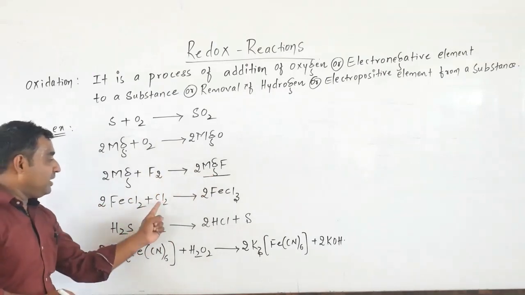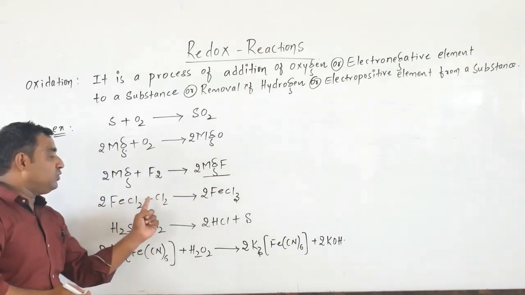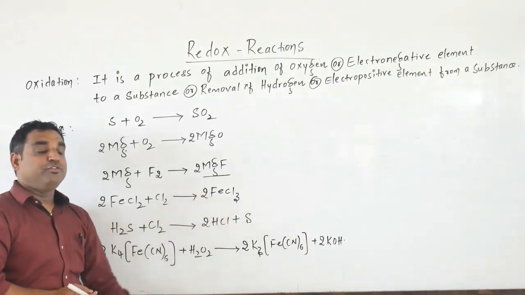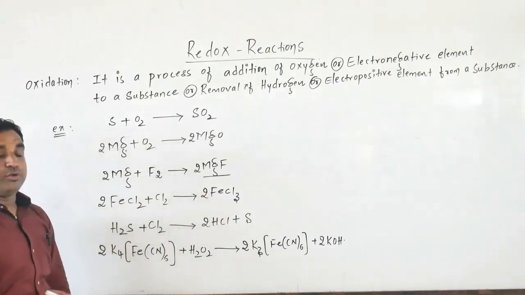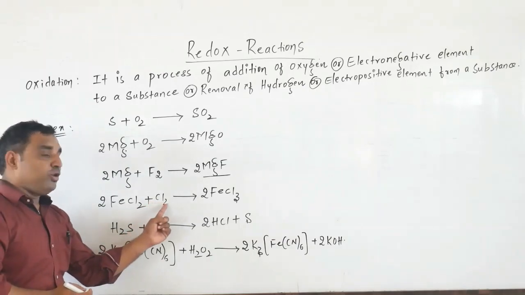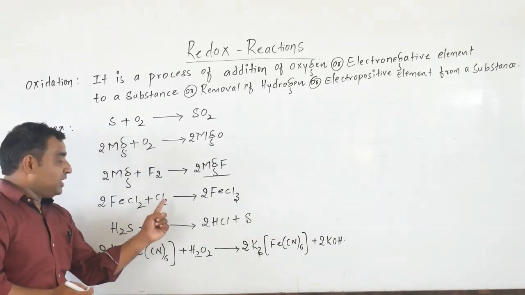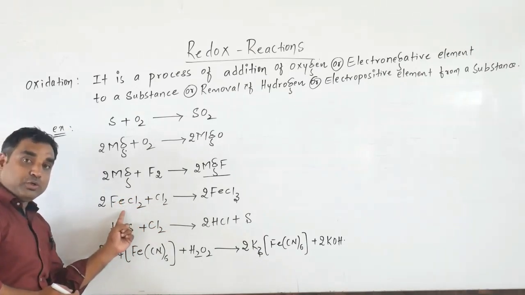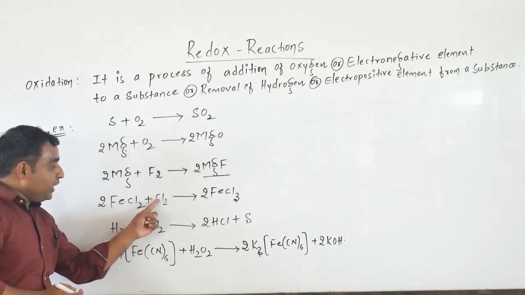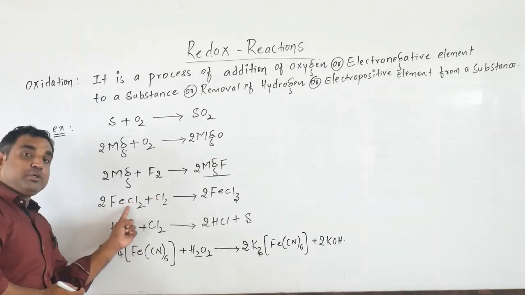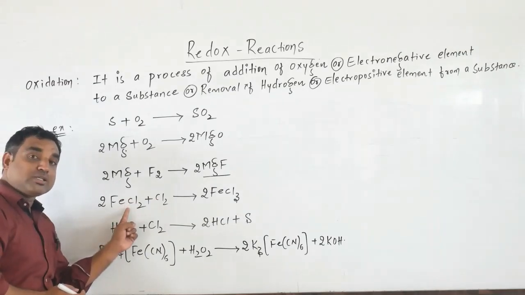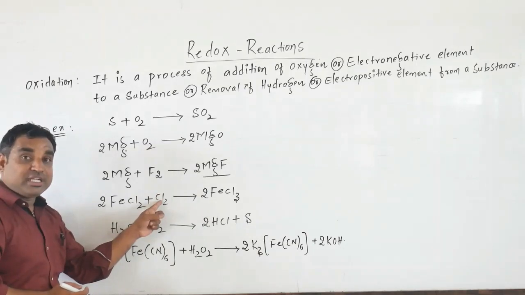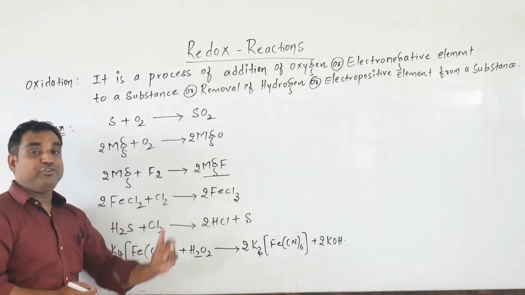And you can take one more example, FeCl2 reacts with chlorine, it will form FeCl3. FeCl2 is ferrous chloride and FeCl3 is ferric chloride. So now here chlorine is the electronegative element. This electronegative element is added to the FeCl2. It means FeCl2 is oxidized by the addition of what? Electronegative element, that is chlorine, to form FeCl3.